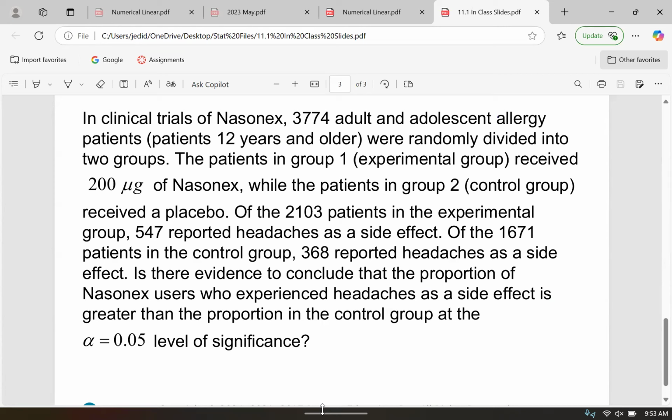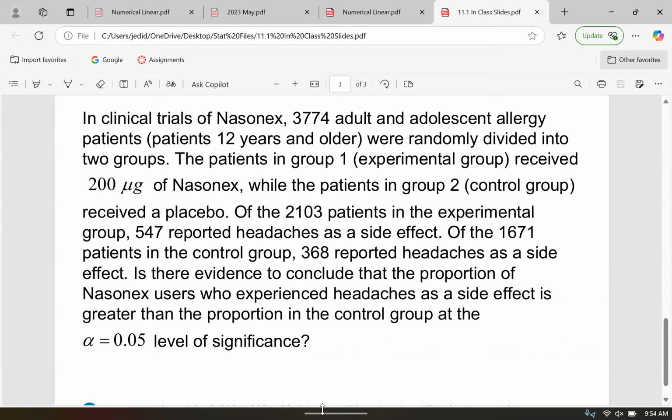So in this example, we have a clinical trial of Nasonex. 3,774 people with allergies were randomly divided into two groups. Patients in group one got the Nasonex, group two got a placebo. So of the patients in the experimental group, 547 reported headaches. Of the patients in the control group, 368 reported headaches. So can we conclude that Nasonex causes more headaches than the other one? We're using the 0.05 significance.